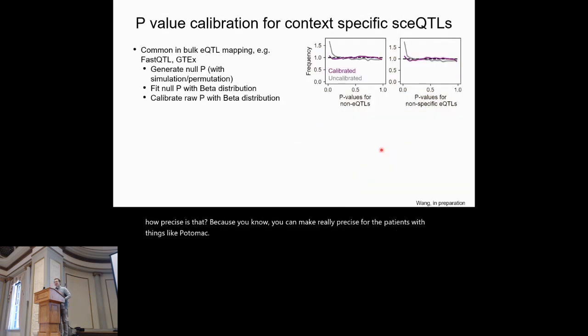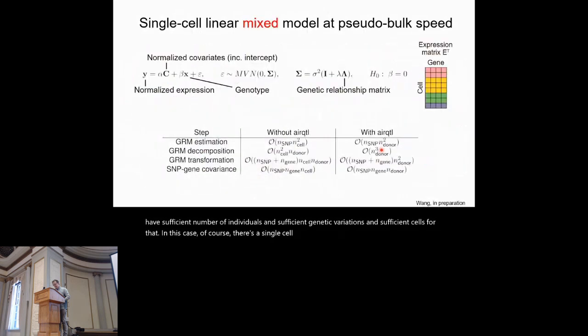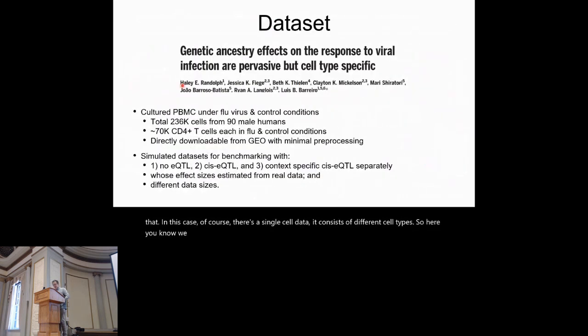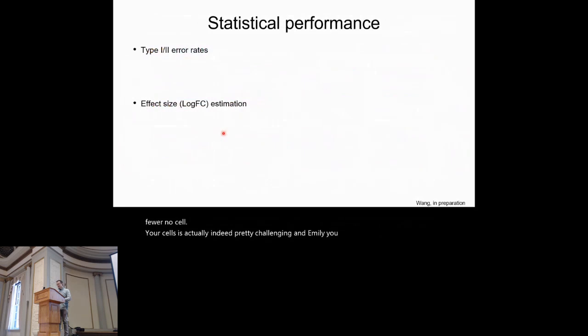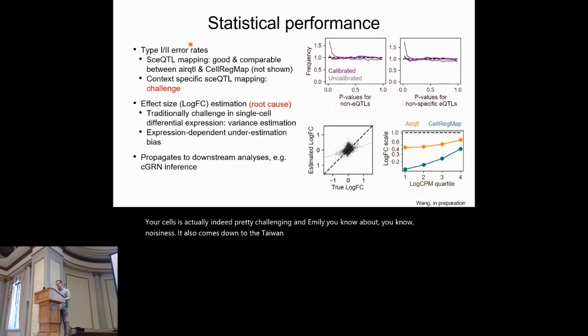That is a great question. It comes down to several things. First, the amount of data, whether you have a sufficient number of individuals and sufficient genetic variations and sufficient cells for that. In this case, of course, there's single cell data. It consists of different cell types. So here, we just use those with the most cells. In this case, it's about 70K each from 100 individuals. And that allows us to have some very good single cell eQTLs in the end, but for cell types with much fewer cells, it's indeed pretty challenging. And ultimately, about noisiness, it also comes down to the type 1 error rate, or type 2 error rates, and effect size estimation.